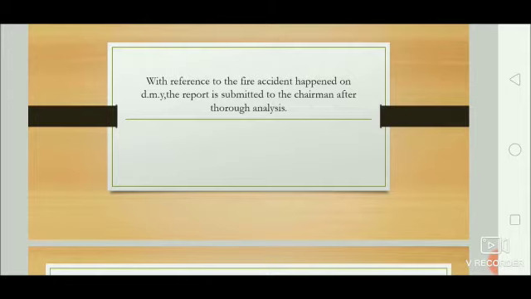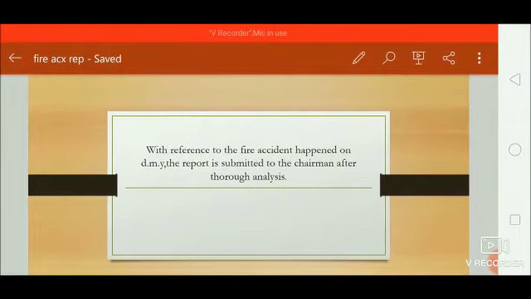Actually, in the beginning you have to start like this: with reference to the fire accident that happened on, you have to mention the date, month and year, and then you have to say to whom the report is submitted. So these are the major things you have to focus on. With reference to the fire accident that happened on date, month, year, the report is submitted to the chairman after thorough analysis. This is the first statement you have to write when you start the letter. I have given the previous recordings with all those details, you can refer to that. Next one.